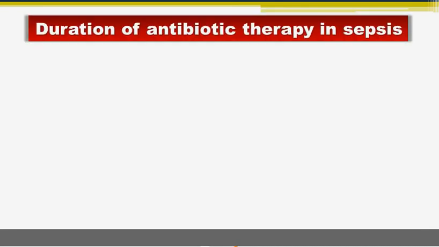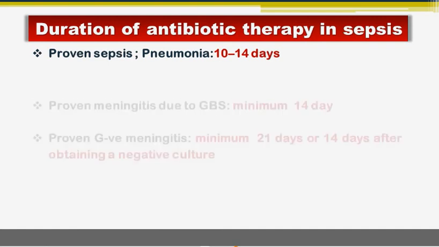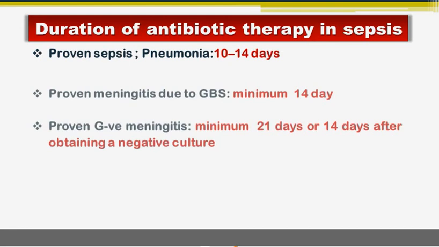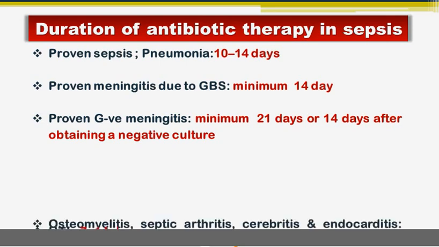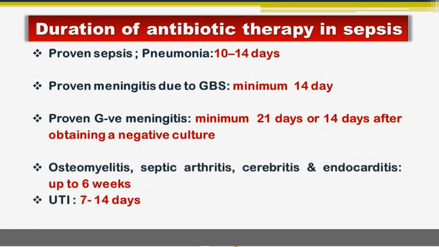Now, what is the duration of antibiotic therapy in sepsis? For how long will we stay on the antibiotics? For proven sepsis, and you know proven sepsis means culture positive, pneumonia is 10 to 14 days. Proven meningitis due to GBS, the gram-positive beta-hemolytic streptococci, is a minimum of 14 days, while proven gram-negative meningitis may extend to 21 days after obtaining a negative culture. In osteomyelitis, septic arthritis, cerebritis, and endocarditis, the duration is up to 6 weeks. And in UTI, it is 7 to 14 days.